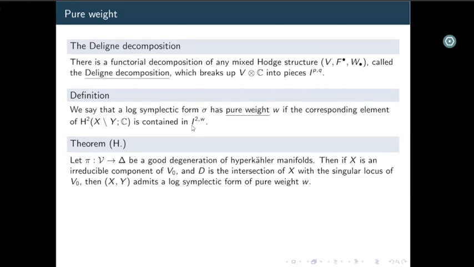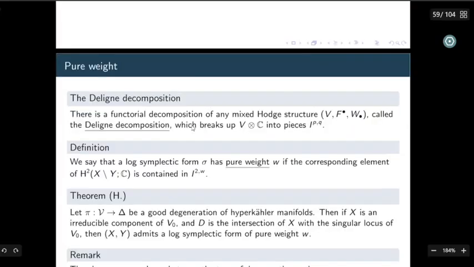And so the theorem, which is surprisingly difficult to prove compared to how easy the corresponding statement about log symplecticness was to prove, is that if you have a good degeneration of hyperkaehler manifolds, and if you take an irreducible component of the fiber over 0, then this pair itself is log symplectic of pure weight. So this is some sort of Hodge theoretic extension of the previous proposition, which says that these are distinguished in terms of their mixed Hodge structures.